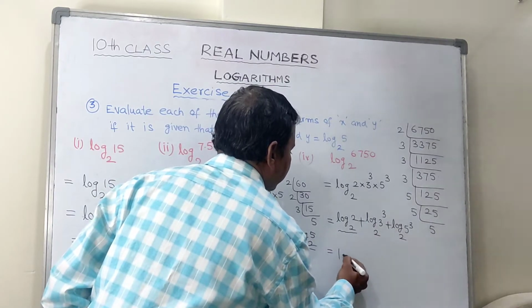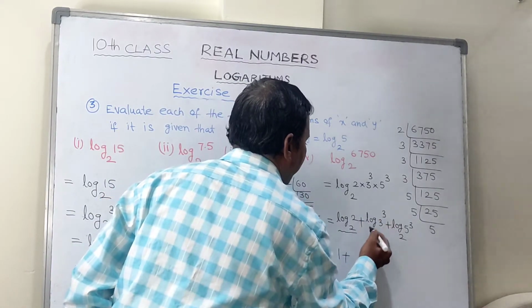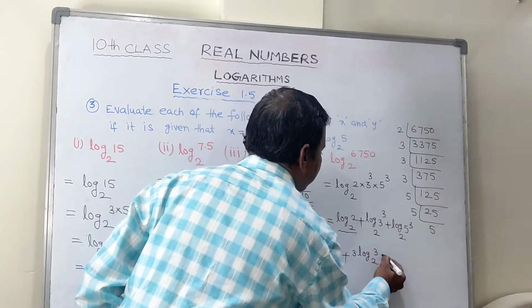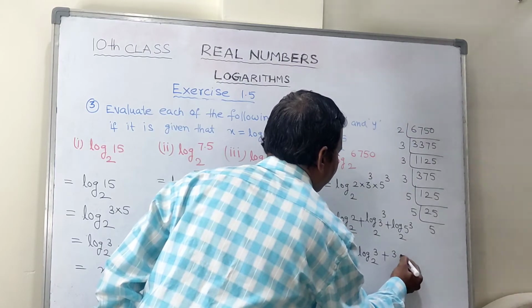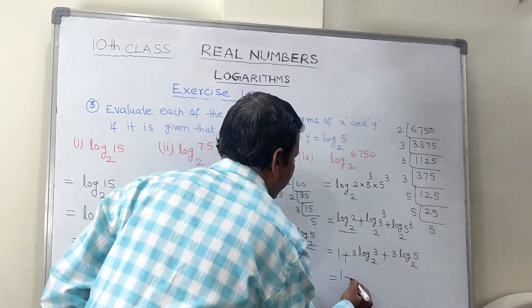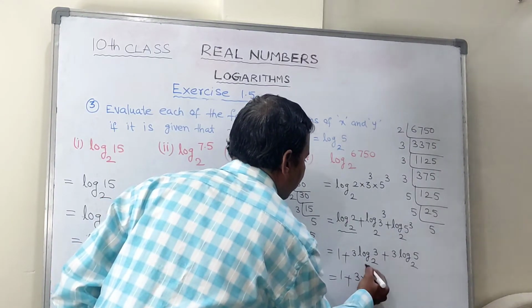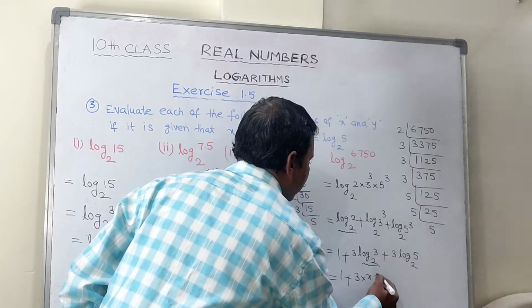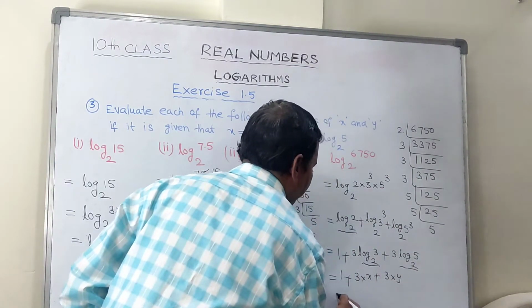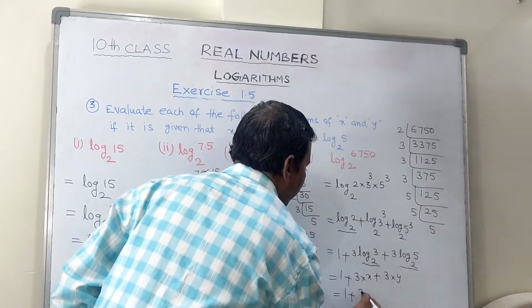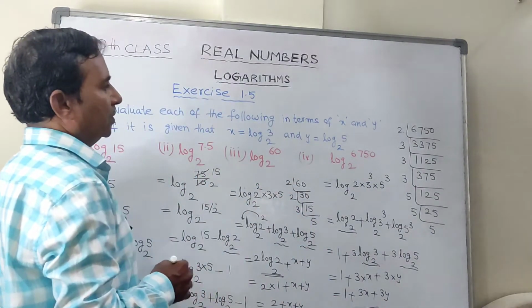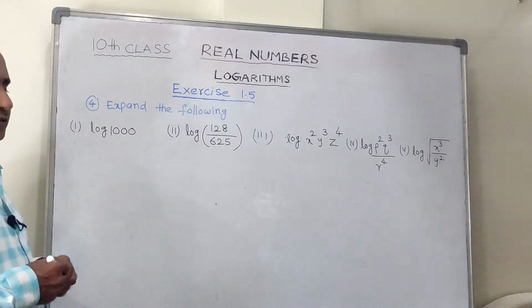This value is 1. Here 3 comes first: 3 log 3 base 2 plus 3 log 5 to the base 2. 1 plus 3 into this value, x as per the question, and this is y. 1 plus 3 into x, 3x, plus 3 into y, 3y. So this is the answer. Clear? This is the third bit. Now see the fourth bit.